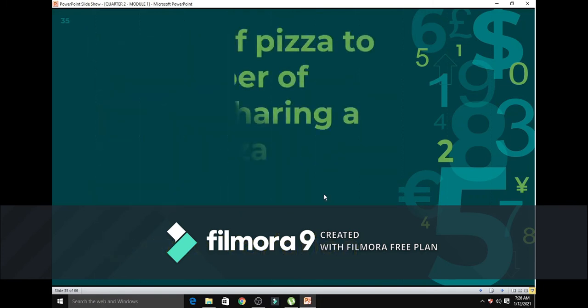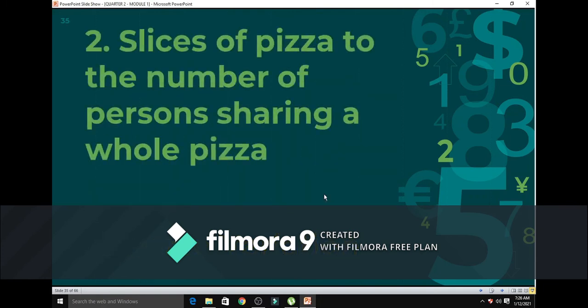Pangalawa, so ito yung kanina, slices of pizza to the number of persons sharing a whole pizza. So, kapag 4 lang yung mag-share sa 8 slices of pizza, ano mangyayari? Ilan yung hati nila? So, tig-da-2 sila. Pero kapag 8 members of the family sharing 8 slices of pizza, tig-iisang slice na lang sila. So, ano nangyari? So, habang dumadami yung naghahati-hati, ano nangyayari sa slices of pizza? Lumiliit yung kanilang share. So, this one is also an example of an inverse variation.